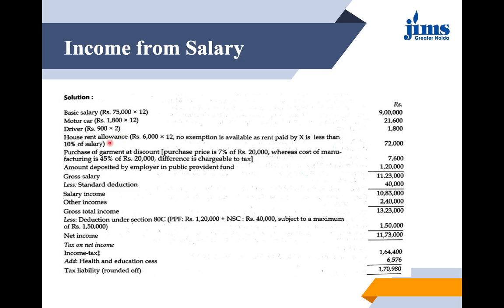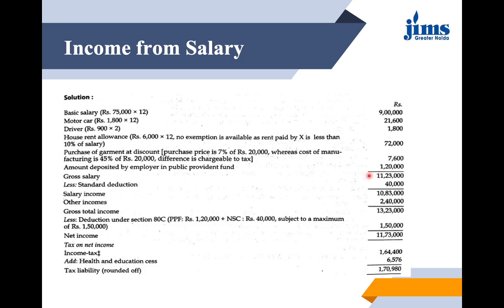Then further, the person is getting a house rent allowance, that is 6,000 into 12, and no exemption is available because the rent paid by him is less than 10% of his salary. Then purchase of garments at discount. For that, we would check that the purchase price is 7% of rupees 20,000, whereas the cost of manufacturing is 45% of this. So the difference is chargeable to tax because that is a kind of earning for that person X. Further, the amount deposited by the employer in PPF, 1,20,000, is his income, but later on he can avail that as a deduction under section 80C. We will see that. Then gross salary, but first we will include it in the income.